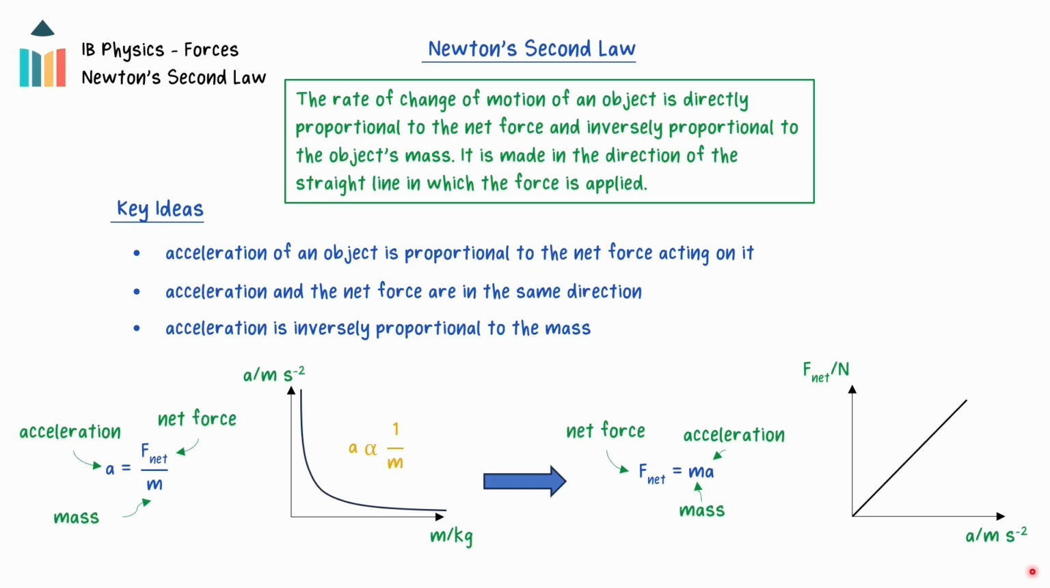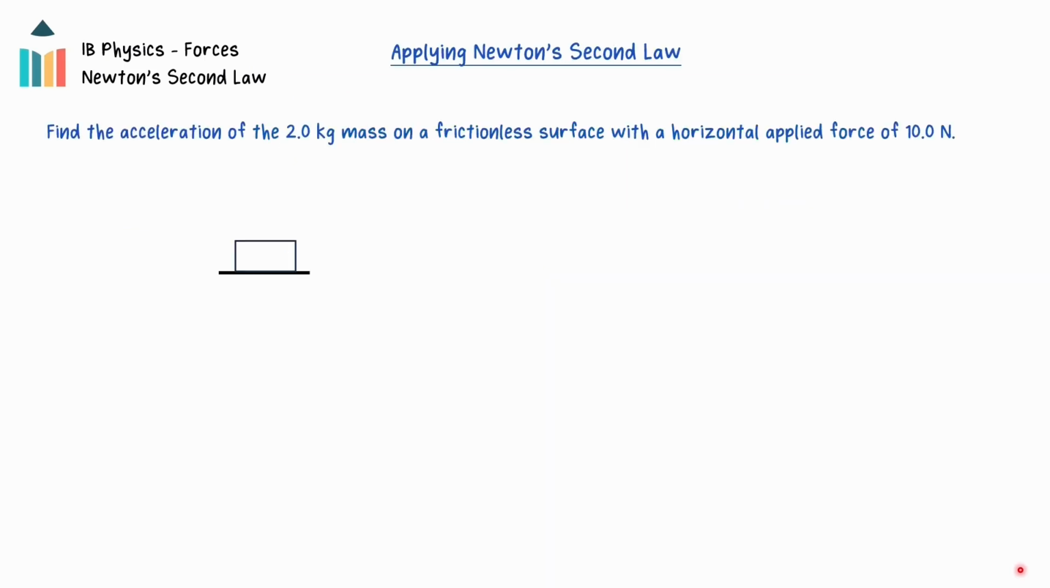Let's explore Newton's second law by applying it in a variety of situations. Let's start by finding the acceleration of a 2 kilogram block on a frictionless surface with a horizontal applied force of 10 newtons acting on it. A free body diagram for the block will show the force of gravity acting down and the normal force acting upward. If no other forces act on the block, it will have no acceleration and is said to be in translational equilibrium. But if a horizontal force is applied, the block will now have an unbalanced or net force acting on it.